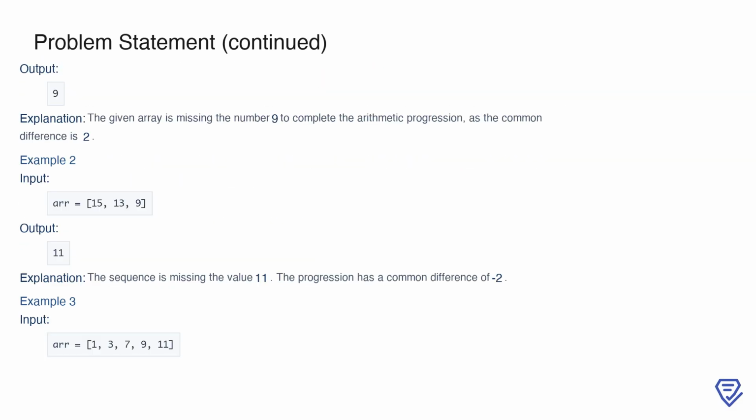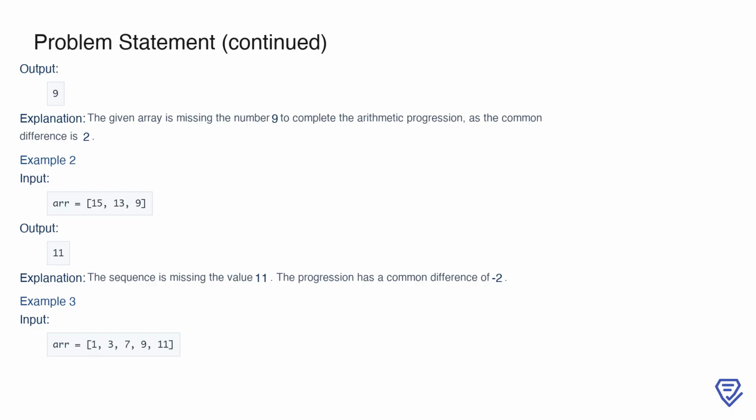For example, consider the input array 5, 7, 11, 13. Here, the sequence is almost an arithmetic progression, except the number 9 is missing. The common difference between consecutive terms is 2, and inserting 9 between 7 and 11 completes the progression. Another example is the array 15, 13, 9, where the sequence has a common difference of -2. The missing number is 11, which, when added, restores the progression.